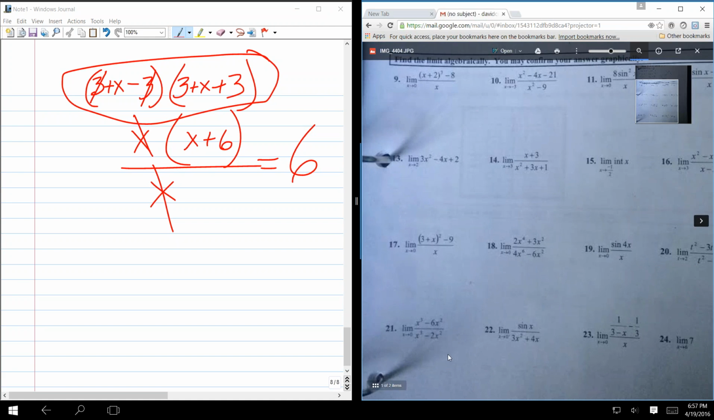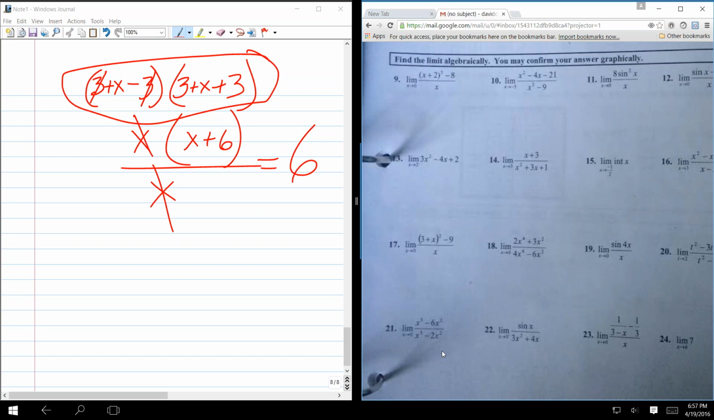21. We're going to factor out what from top and bottom? X squared. That's going to take care of the problem, because the new bottom will have an x minus 2 that doesn't go to 0 when x goes to 0.